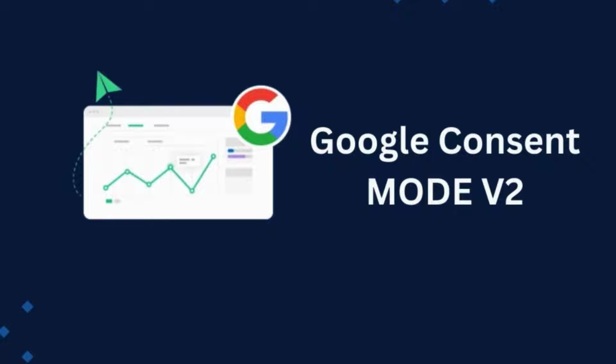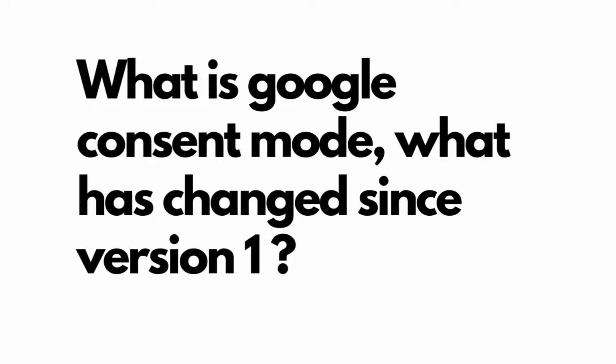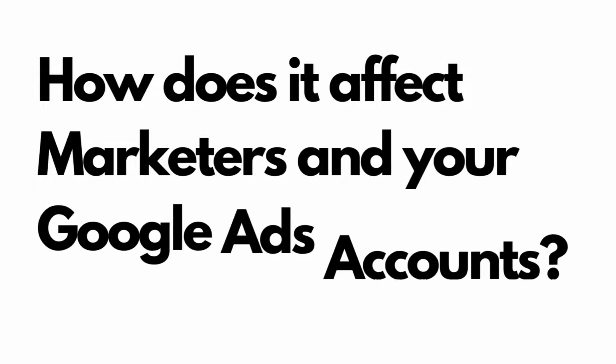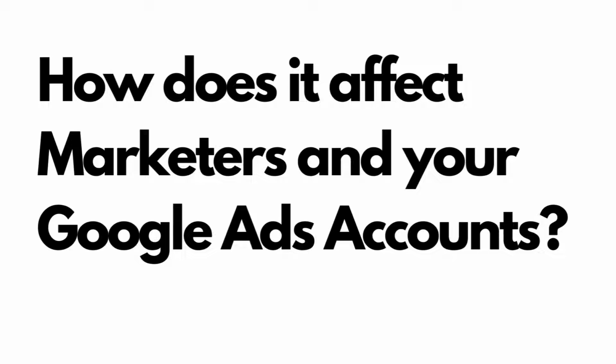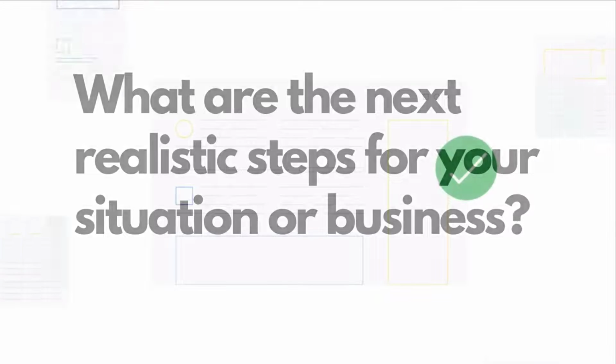So of course, this sparked a lot of conversations on LinkedIn, but also raised a lot of confusion. And with the tight deadline being March 2024, people are scrambling to get this set up to make sure that their Google Ads campaigns and performance is not affected. In this video, I also wanted to go over Google Consent Mode: what's changed since version 1, how does it affect marketers and your Google Ads accounts, and what are the next realistic steps for your situation or business?